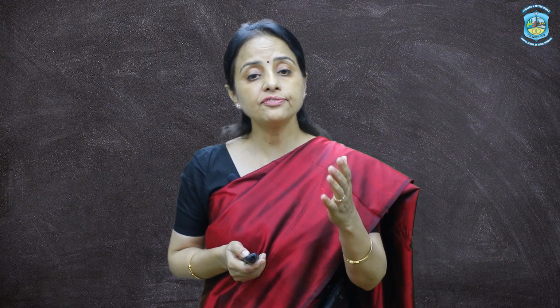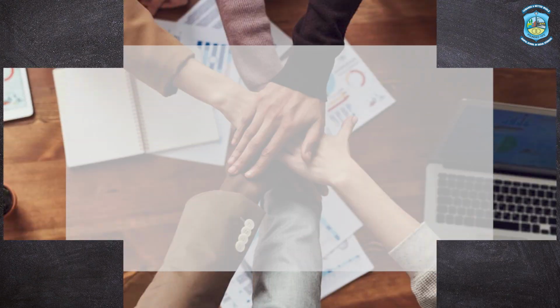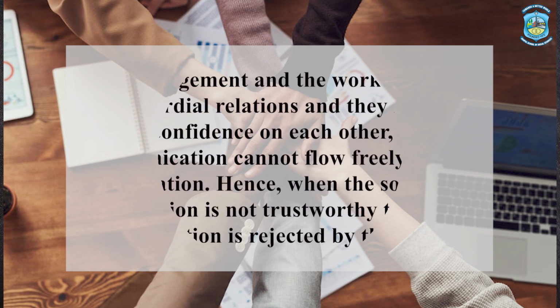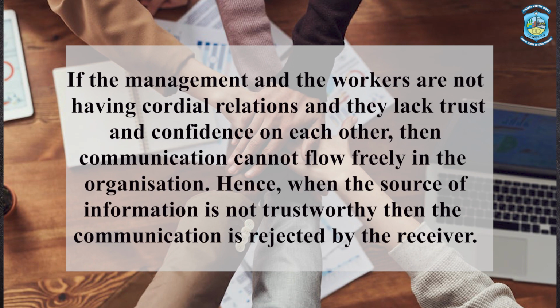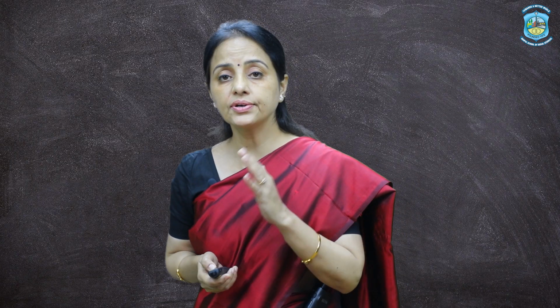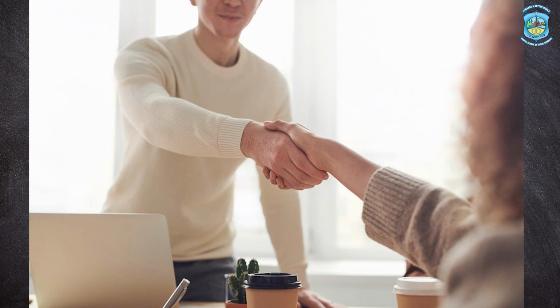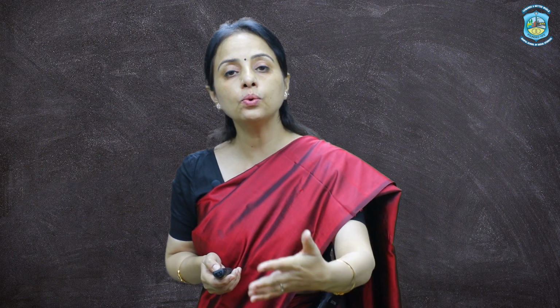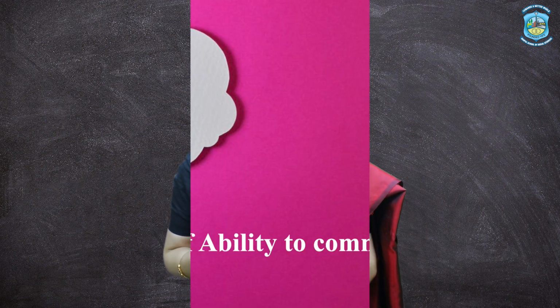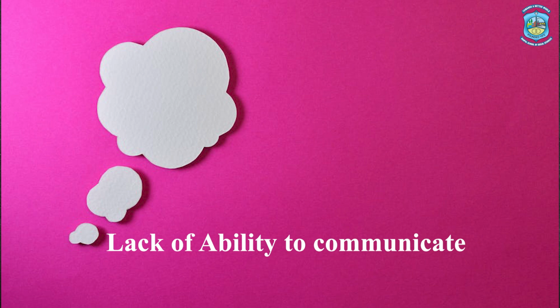Lack of trust and confidence. Number 2, if the management and the workers are not having good relations, there is a lack between both of them, then communication cannot flow freely in the organization. Hence, when the source of the information is not trustworthy, then the communication will be rejected by the receiver. And who are the receiver in this particular case? The employees. And here the receiver is you, my students. Number 3, lack of ability to communicate by the superior.